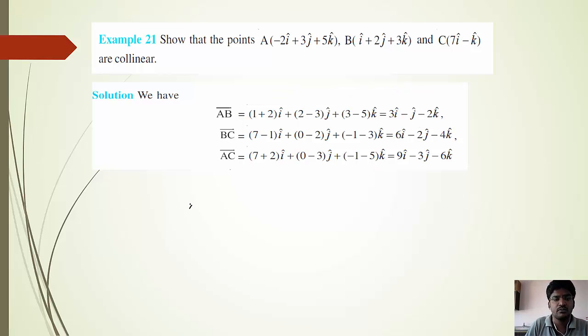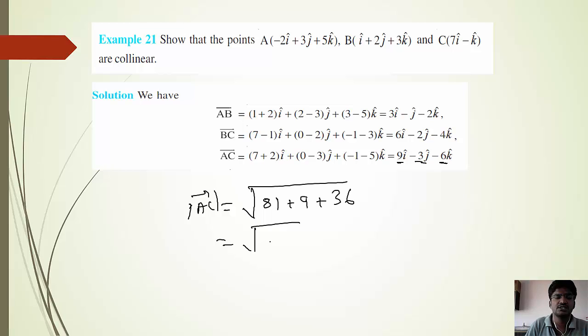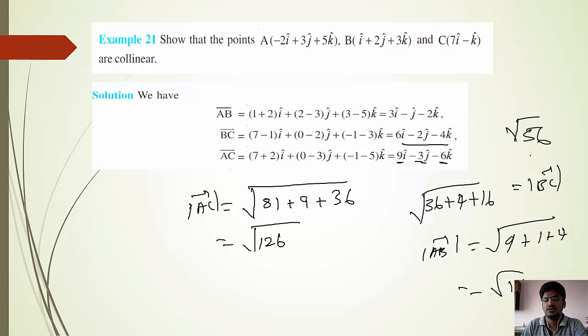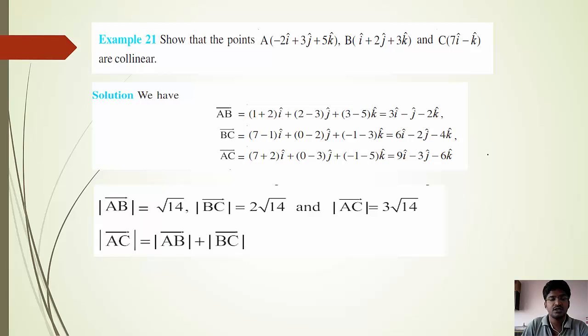So now, what is magnitude of AC? Magnitude of AC is equal to square root of 9 square 81 plus 3 square 9 plus 6 square 36. So it is 90. 90 plus 36, it will be 126. Okay. Next, magnitude of BC also same. 6 square is 36 plus 2 square is 4 plus 4 square is 16. This is magnitude of BC. Next, magnitude of AB. It will be 9 plus 1 plus 4. Clear? Okay. See this.